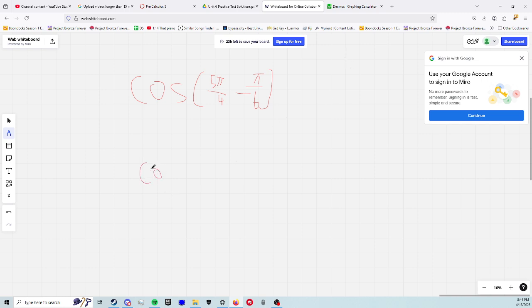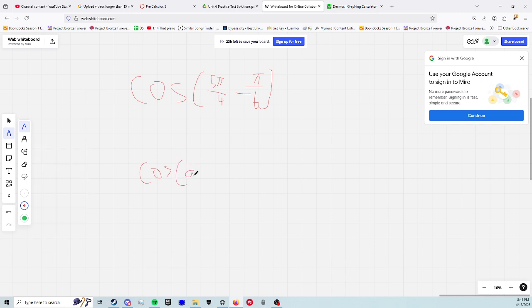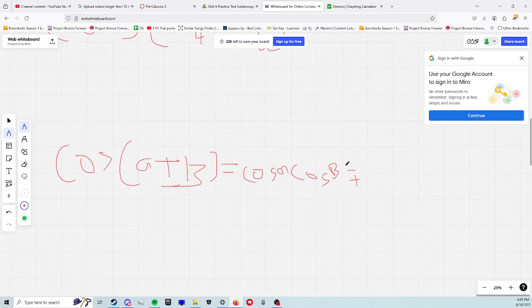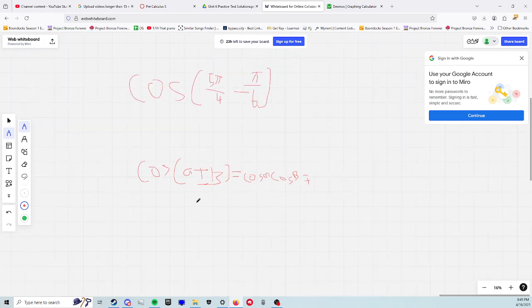So cos of A plus or minus B equals cosine A cosine B minus or plus sine A sine B. So the minus-plus means if it's plus, it's minus; if it's minus, it's plus. So if it's cosine of A minus B, this is A, this is B, and since this is minus, it'd be plus. So cosine A cosine B plus sine A sine B.